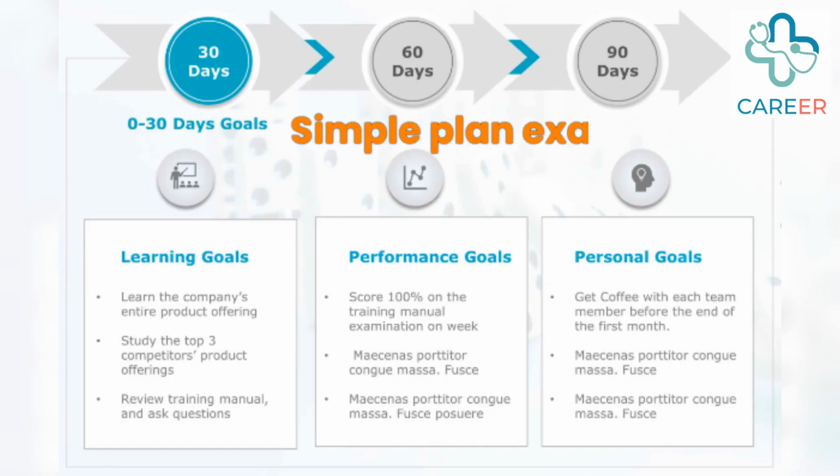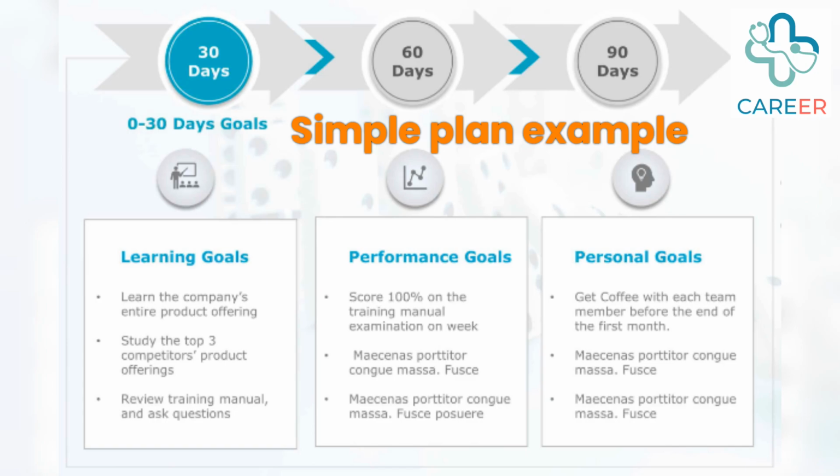Here we have a simple example of a 30, 60, 90-day plan that has straightforward goals, but it still clearly illustrates that you have given some thought to what you will do if successful in the role, and shows just how serious you are about securing the job. It's easy to put together in advance of your interview and actually helps you to prepare your answers for the other interview questions.